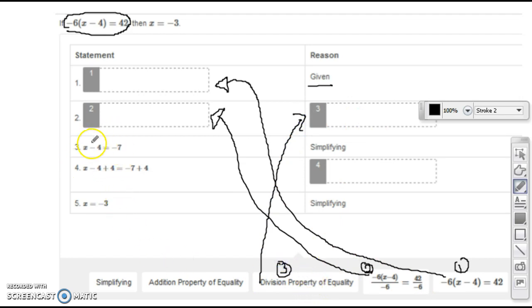All right, then they simplified it down to this. And then they're adding 4 to each side. So the justification for that is the addition property of equality. And then they simplified it down, and that's the answer.